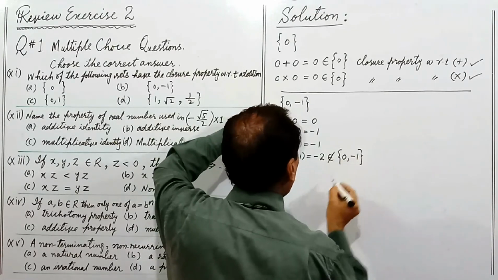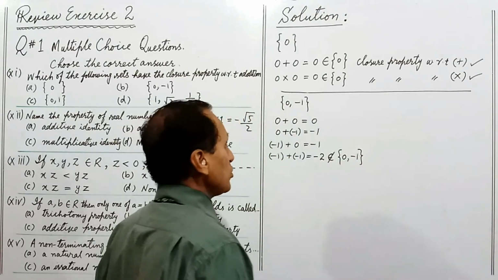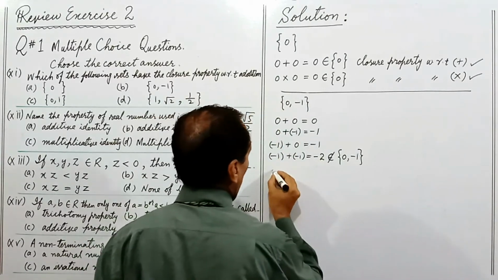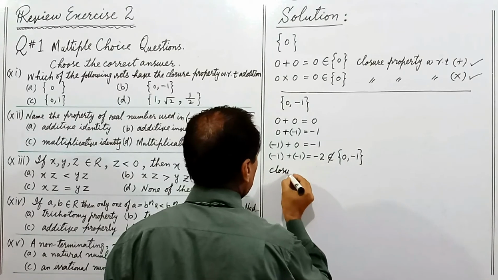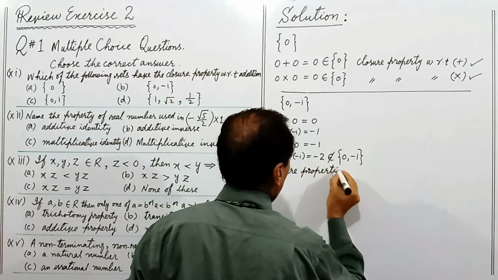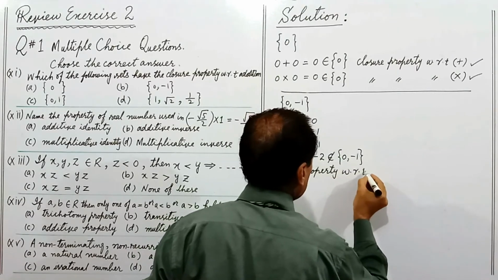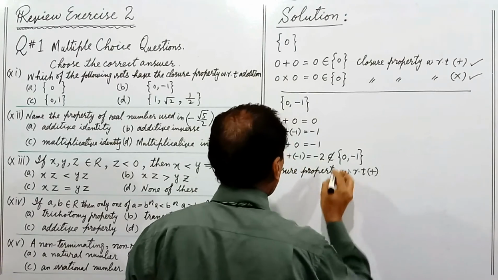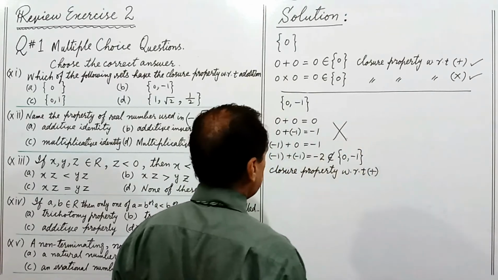So hence we come to the conclusion that closure property with respect to addition does not hold for this set.